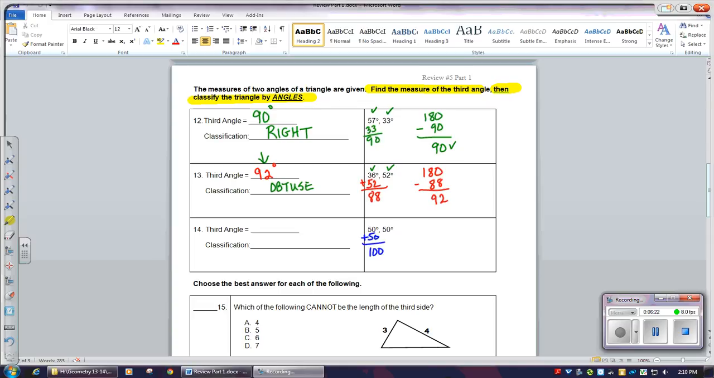And once again, in problem 14, I need to add the two angles that I know. They add up to 100. I just added those two together. The three angles of a triangle are 180. If you subtract the two that you know, that leaves you with the measure of the third angle. And since it's a measure, you put a degree sign. So what do I have? I have a 50 degree, that's acute, and a 50 degree. Well, two of your angles are always going to be acute. What's the third one? 80 degrees is also an acute angle, so this would be an acute triangle.